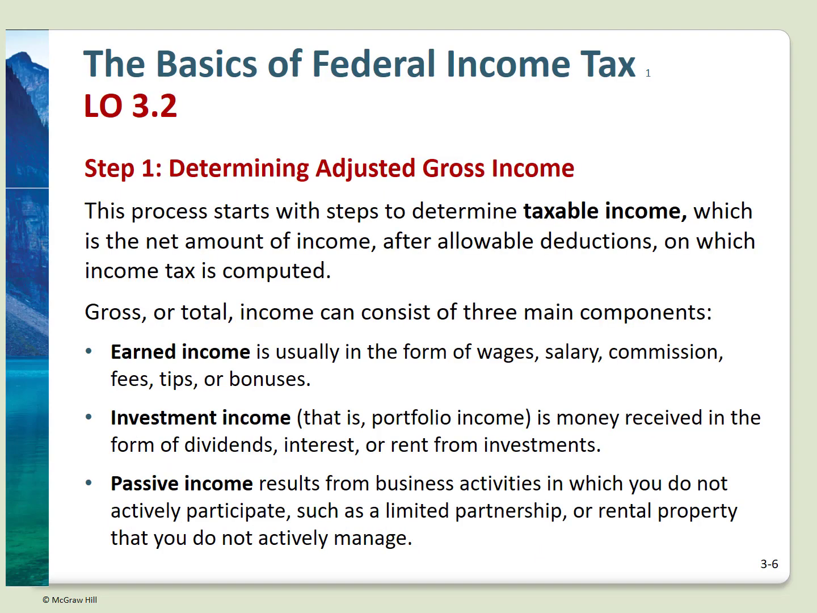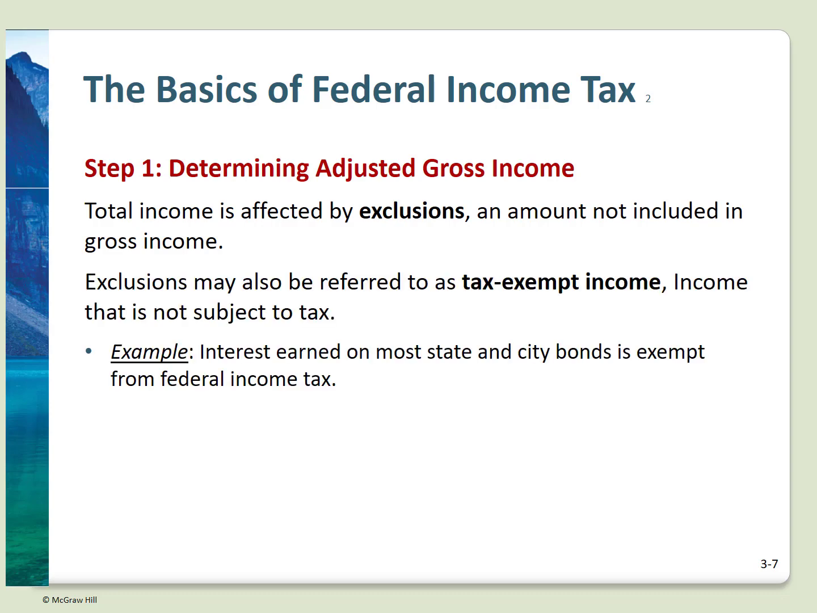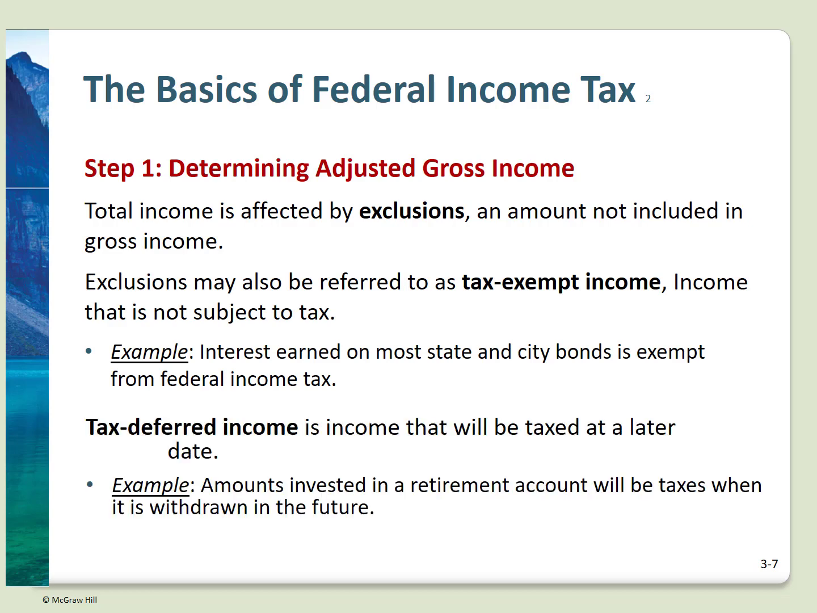I hope most of you are preparing your own taxes, so much of this will be familiar to you. The first step is to determine your adjusted gross income. This is where taxable income comes from. Taxable income includes earned income as well as investment and passive income. An exclusion is money not included in gross income. The example given in the text is a portion of U.S. citizens' earned income outside the U.S. Tax-exempt income is not subject to tax, for example, income on municipal bonds. Tax-deferred income is income that will be taxed at a later date, usually at retirement.